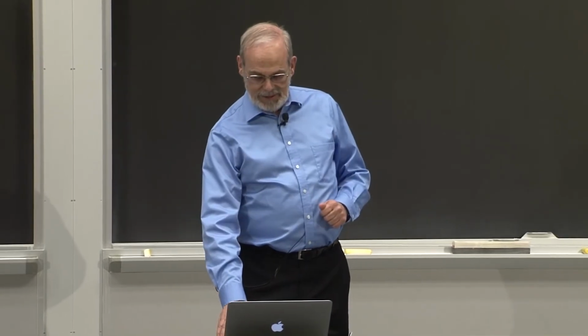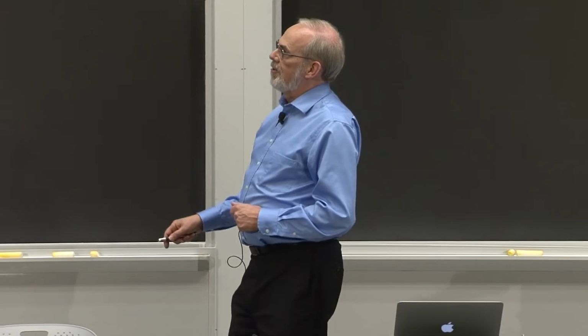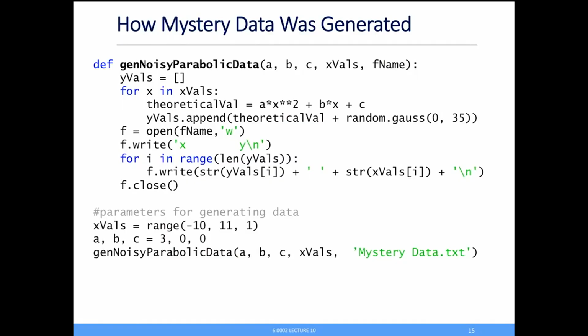So here's how I generated the data. I wrote a little function, actually I didn't, Professor Guttag did, but I borrowed it, that took in 3 parameters, a, b, and c, ax squared plus bx plus c. I gave it a set of x values. Those are the independent measurements, the things along the horizontal axis. And notice what I did. I generated values given an a, b, and c for that equation, and then I added in some noise.